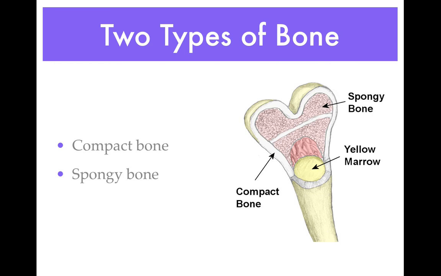There are two main types of bone that make up each piece of bone: compact bone and spongy bone. You can see these two types in the picture to the right. Pause the video now and look at the picture and see where the spongy bone is located and where the compact bone is located.